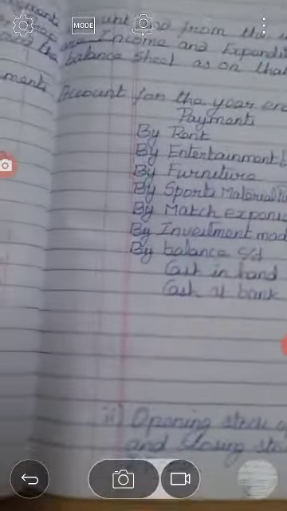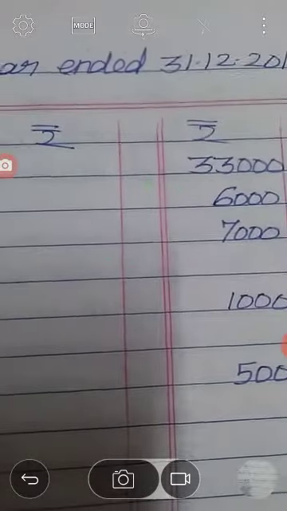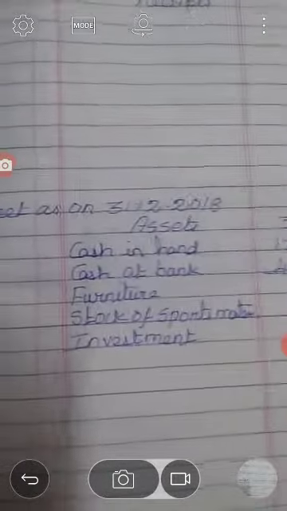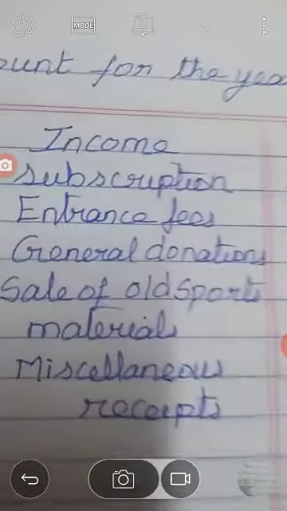You have to put a heading, Income and Expenditure Account for the year ended 31st December 2018. Leave some space for income and expenditure. Below that, you have to open simultaneously the balance sheet as on 31/12/2018, with assets rupees and liabilities rupees, and here the expenditure rupees and income rupees. Okay, shall we pass on to the sum?